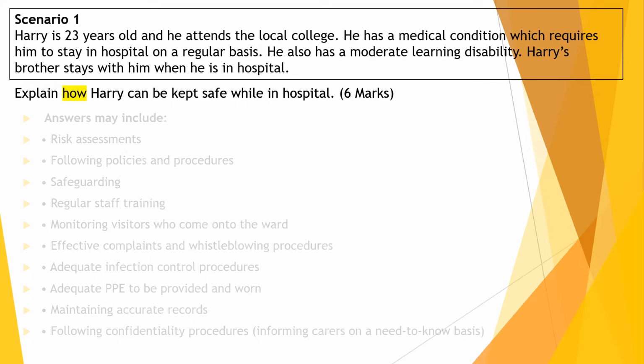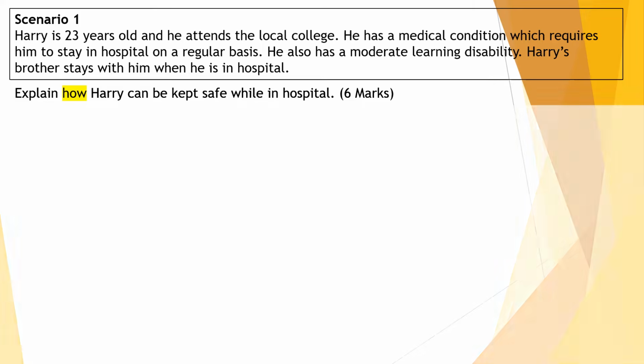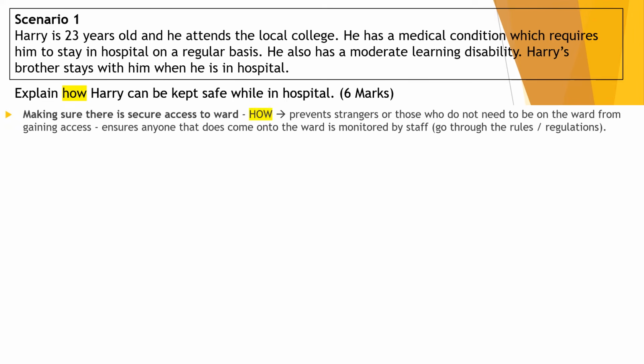So I got my class to put some together, and taking those ideas, I've put them here for you to see. One of the arguments my class made was making sure there is secure access to the ward. That's a really good way to keep someone safe. The ward he's on is secure. People have to sign in, and that would be a key way of keeping someone safe, a closed setting. The how, so how this keeps Harry safe, is this second part here. It prevents strangers or those who do not need to be on the ward from gaining access. It ensures everyone who does come onto the ward is monitored by staff and goes through the rules and regulations. So that's a really good way of taking a point about keeping a safe, closed setting and then making it relevant. How is that going to keep him safe?